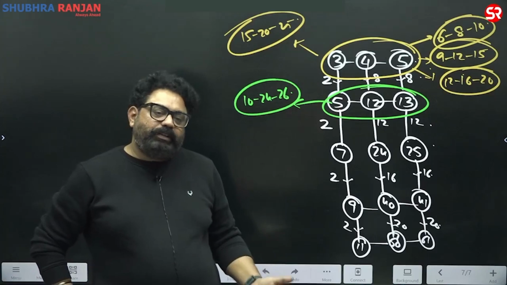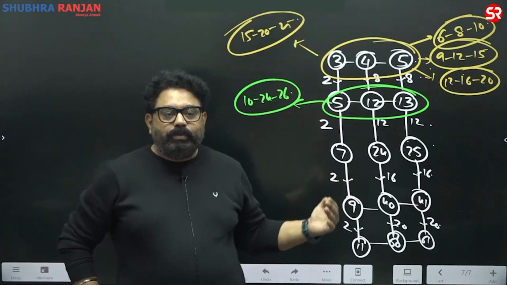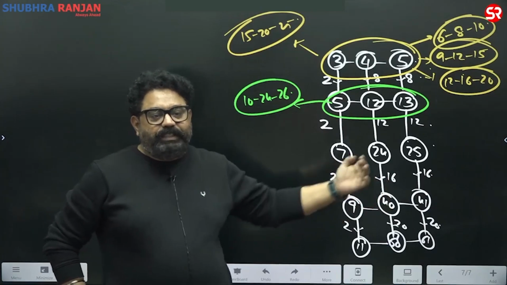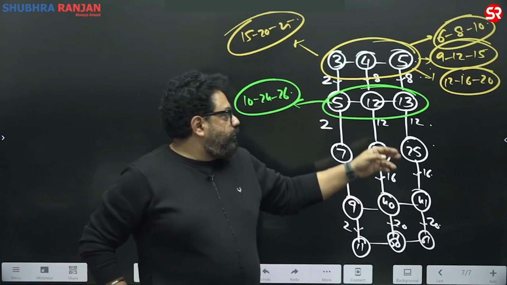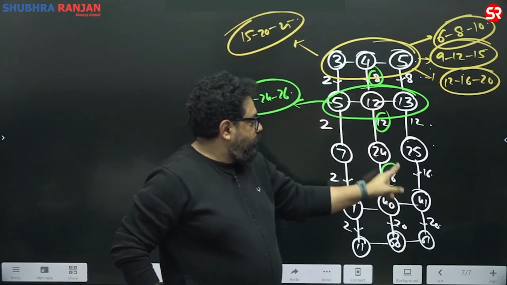Nothing, just 2 at one side and 8, 8. It starts with 2, 8, 8, 2, 12, 12, 2, 16, 16, 2, 20, 20. So this side it's a table of 4 starting with 8. Nothing else.